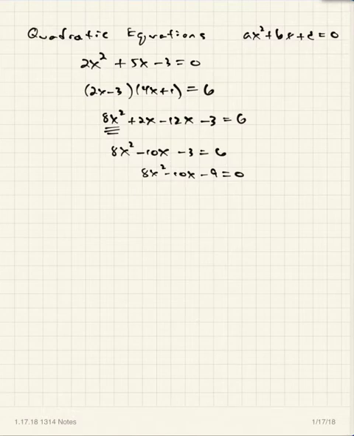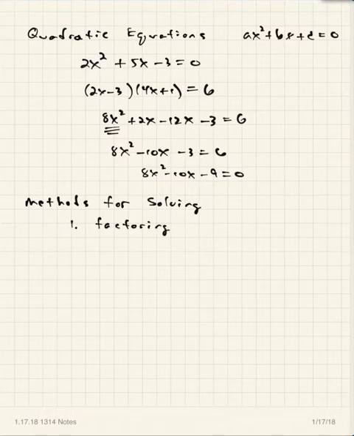Now, what we're going to look at here for the next 30 or 40 minutes is a quick review of all the different ways to solve quadratic equations. So the methods for solving quadratic equations, there are 4 methods, basically.